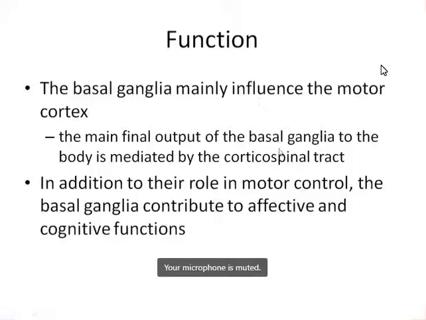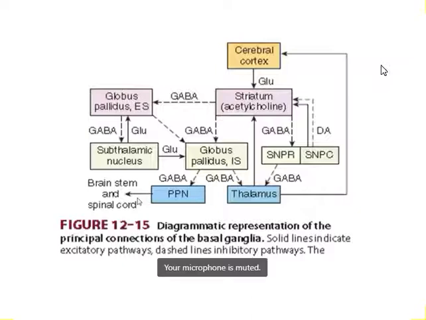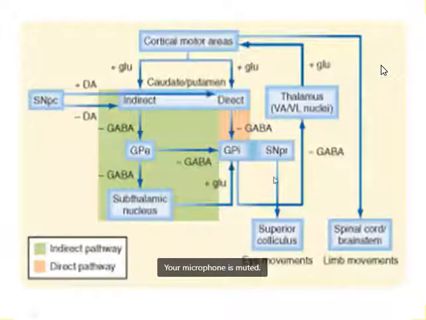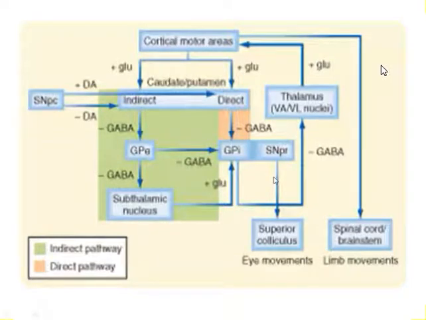In addition to the role in motor control, the basal ganglia contribute to affect and cognitive function. I have already told you the information is going to the prefrontal cortex, so it is also for cognitive function. Another is eyeball movement, because I forgot to mention here also the superior colliculus. The information is also going to the superior colliculus for motor movement, actually the eye movement.